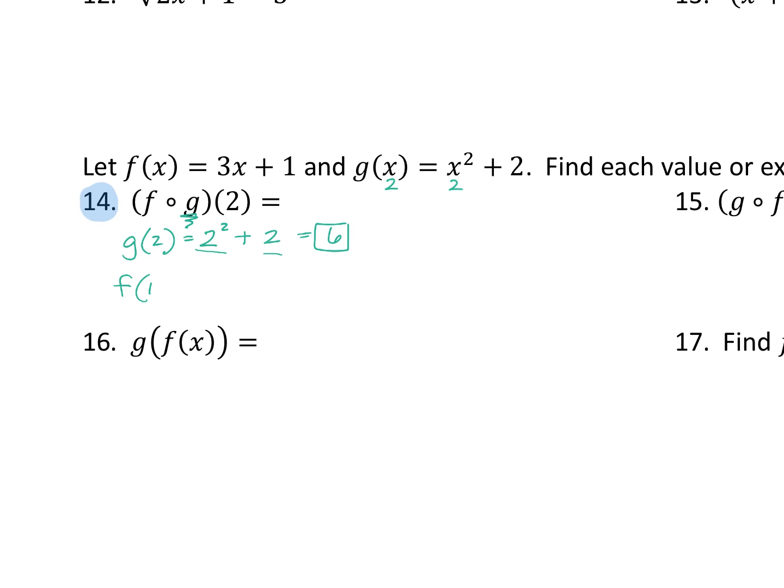So f of 6 is going to be 3 times 6, right? Now we're just dropping it in right here, plus 1. So 3 times 6 is 18, plus 1 is 19, and that is your final answer. Okay, the 6 is just a means to an end. It's going to get us to that final answer. Yes, let's write that down. Questions on that? F of G of or G of F of? You're doing those in the right order.